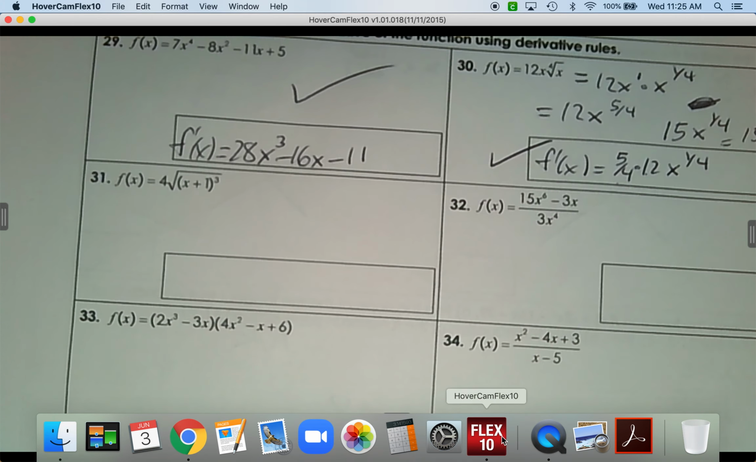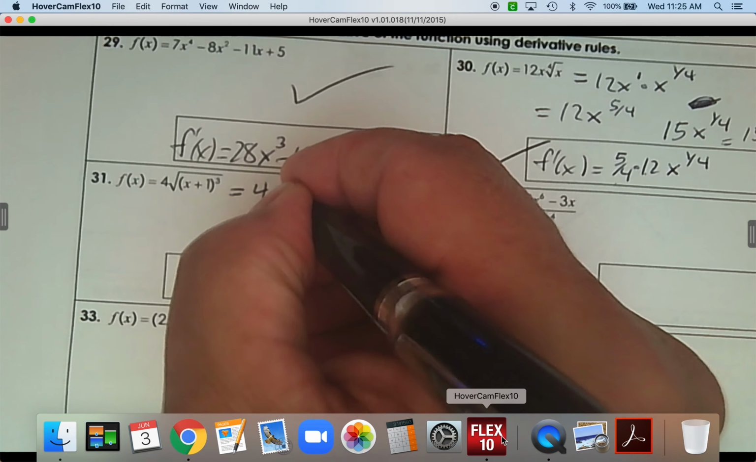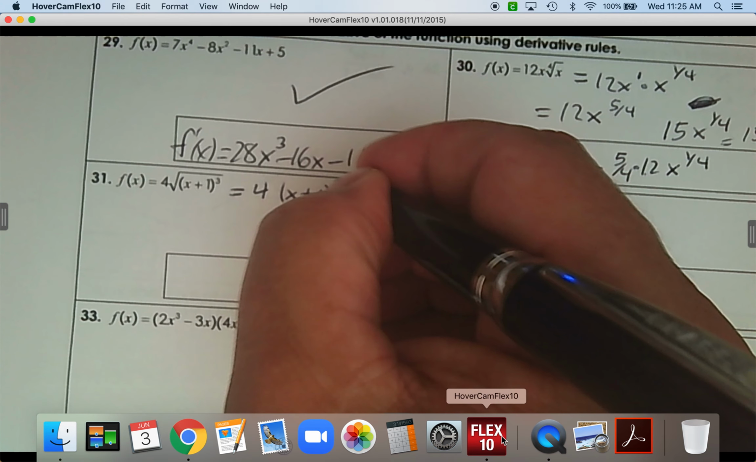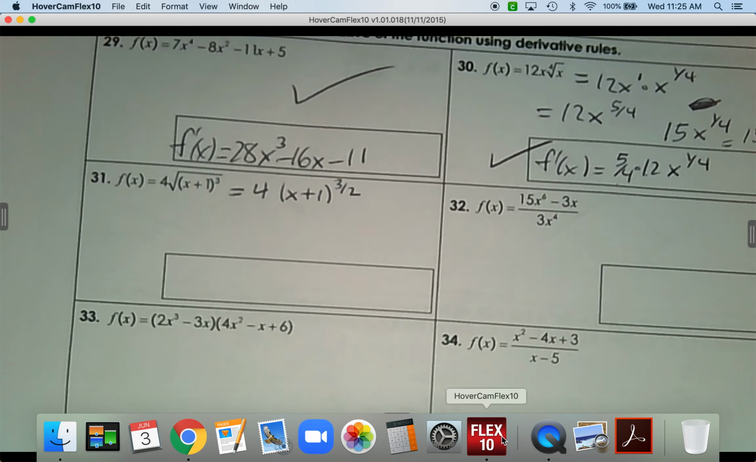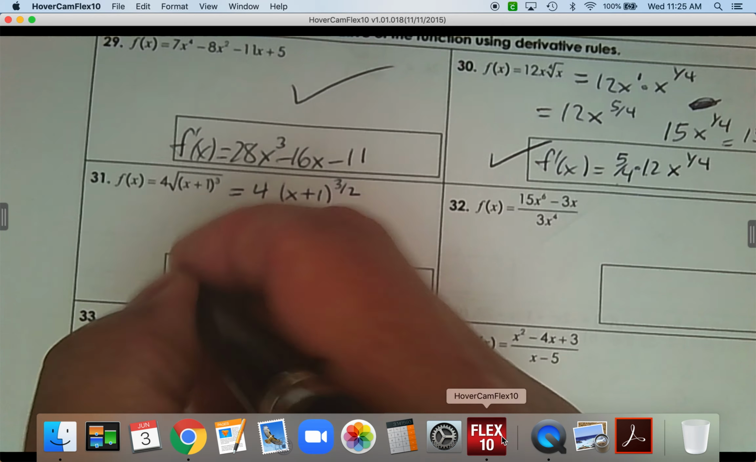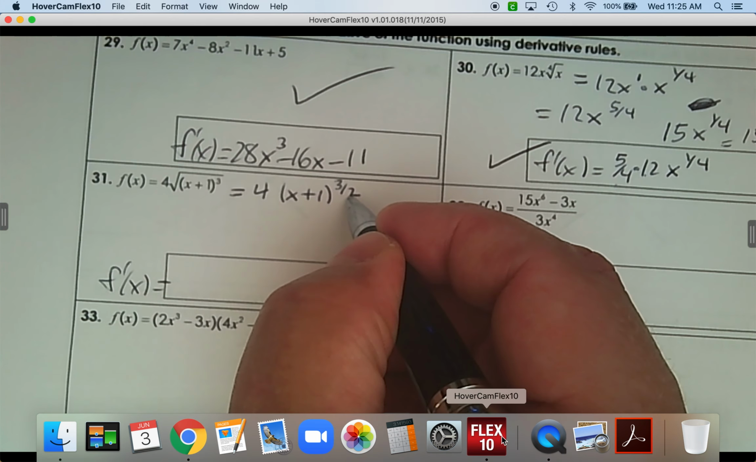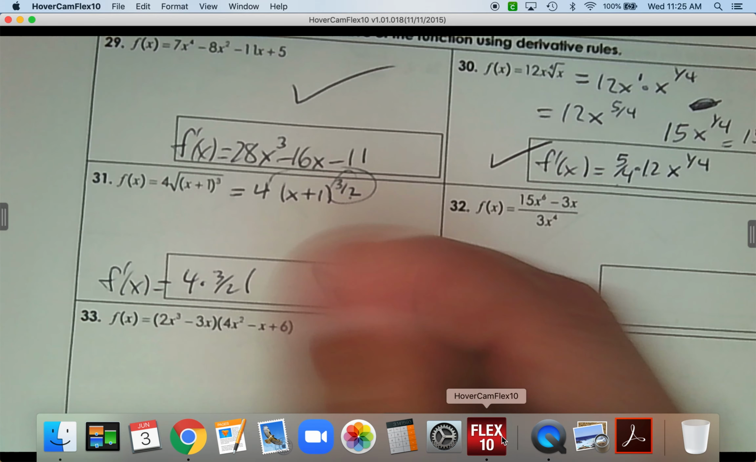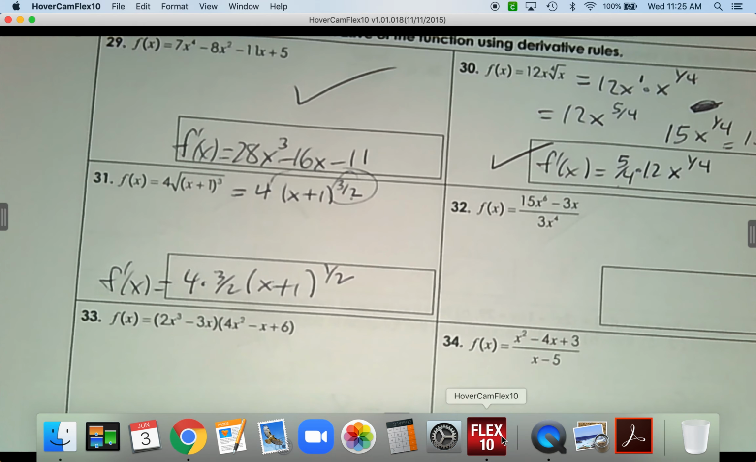Number 31. I'm going to write this as a power. So to write this as a power, that would be x plus 1, and it would be 3 halves. So notice the power 3 is there, but the square root gives it the denominator of 2. Now we're ready to take the derivative. So the derivative here would be 3 over 2 times 4, and you could just put them beside each other like that, and then subtract 1 from the exponent. So 3 halves take away 1 is 1 half.